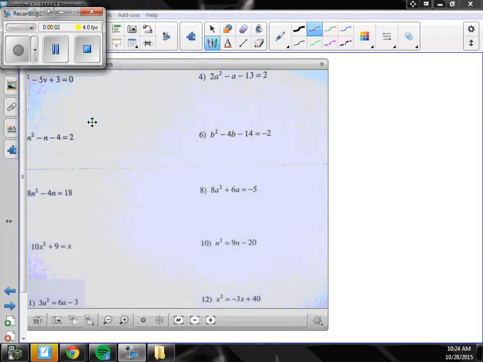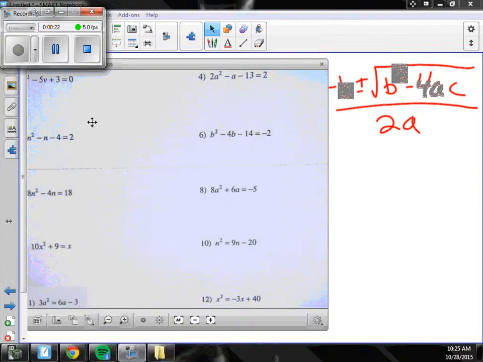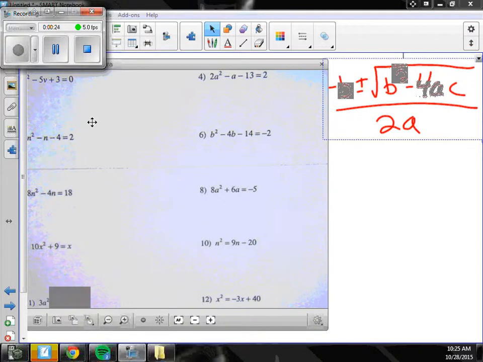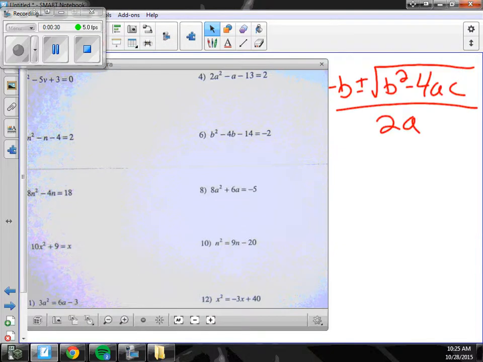Okay, we are going to use the quadratic formula again. Do you remember what the quadratic formula is? Negative b plus or minus the square root of b squared minus 4ac over 2a. So, you need to memorize this. This will be on the test.